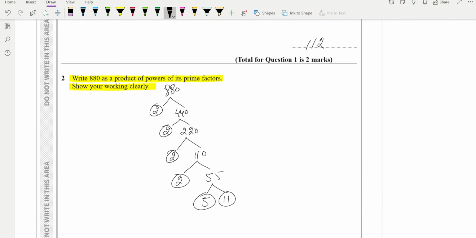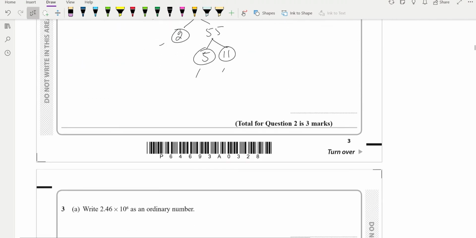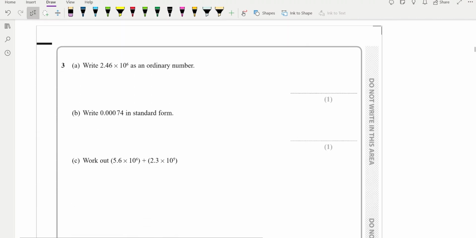So we can count 1, 2, 3, 4. So 2 raised to 4 multiplied by 5 multiplied by 11. This will be the prime factors we can mention over here: 2 raised to 4 multiplied by 5 and multiplied by 11. This will be our answer.